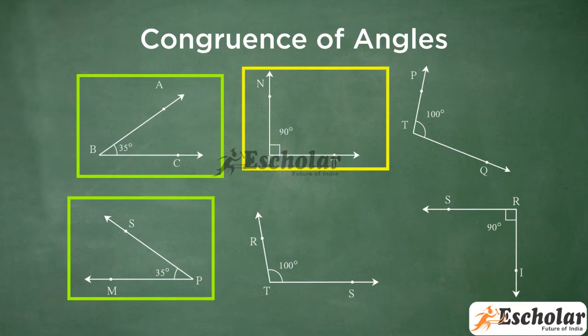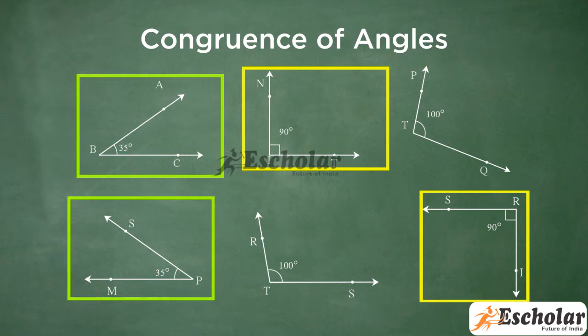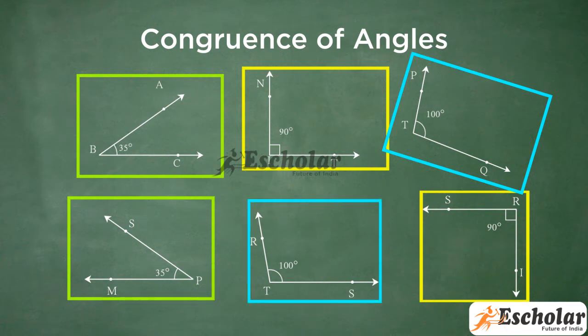Angle NIT is equal to 90 degrees and angle SRI is equal to 90 degrees. Angle PTQ is equal to 100 degrees and angle RTS is equal to 100 degrees.